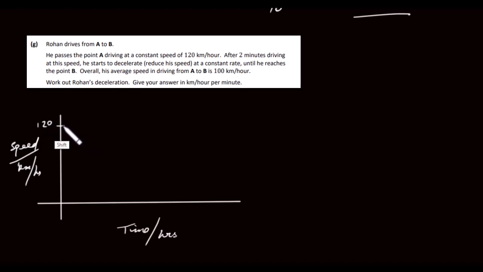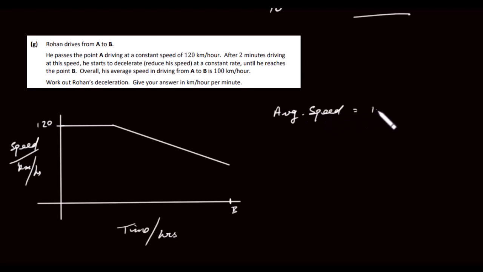After 2 minutes driving, so what happens is he goes along here. After 2 minutes, then he starts to decelerate until he gets to B. Let's say B is here. This is point B here. So let's see, what do they ask? He starts to decelerate, reducing his speed at a constant rate until he reaches B. Overall, his average speed is 100 kilometers per hour. Work out Rowan's deceleration, give your answer in kilometers per hour per minute.